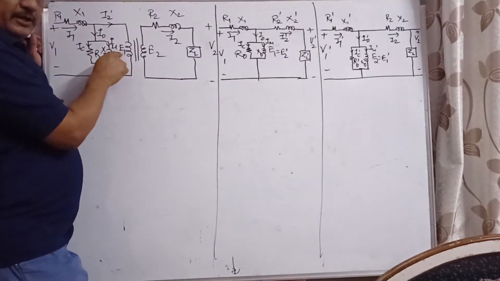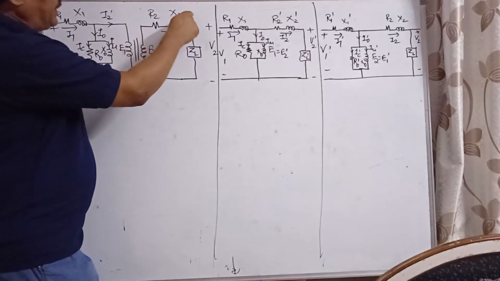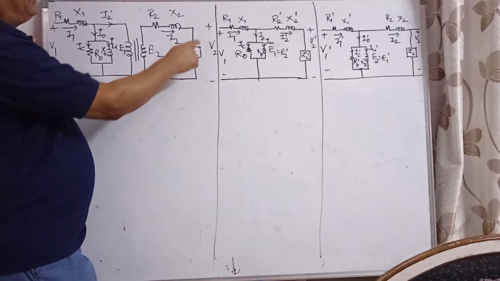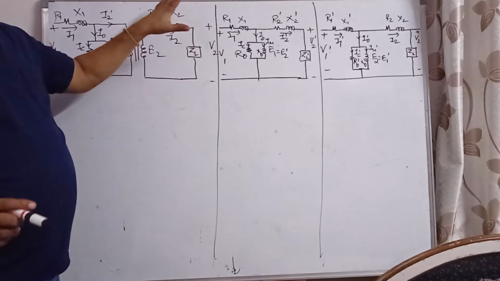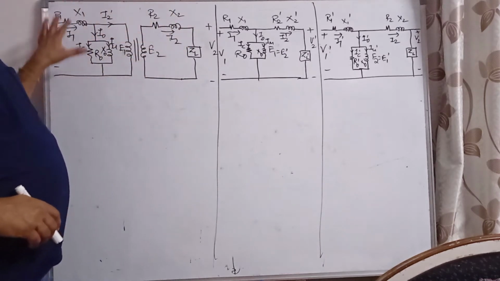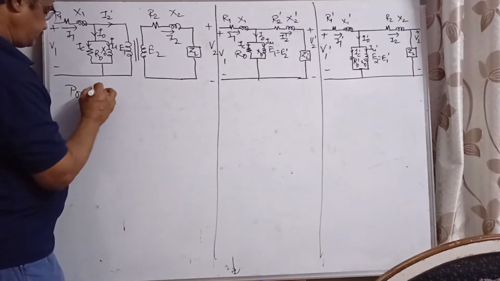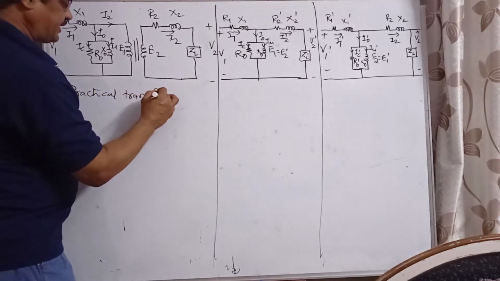This is primary induced EMF, secondary induced EMF, secondary resistance, secondary reactance, secondary current, load ZL and secondary voltage V2. This is the complete practical circuit of the transformer.